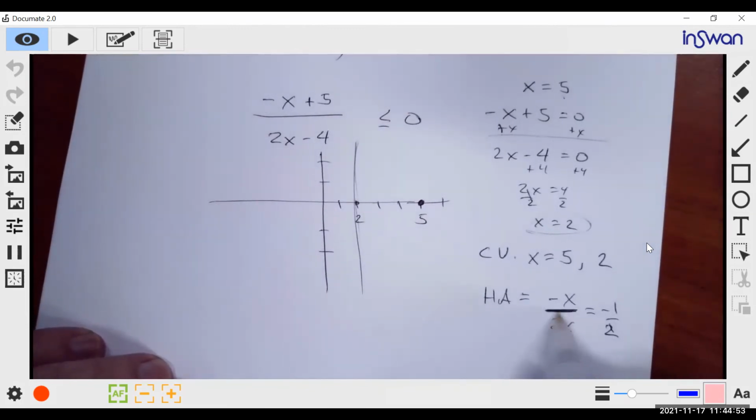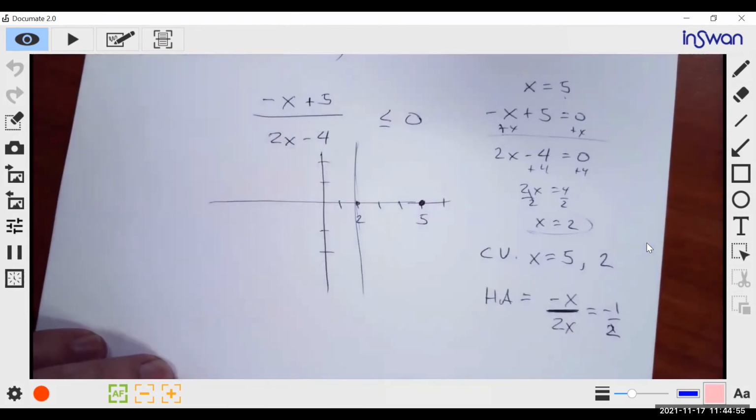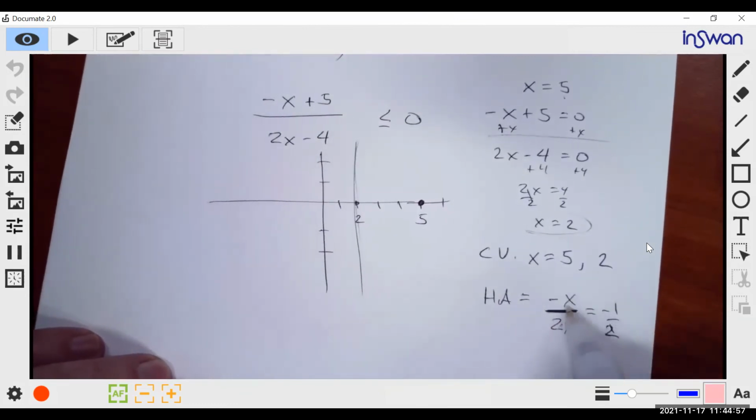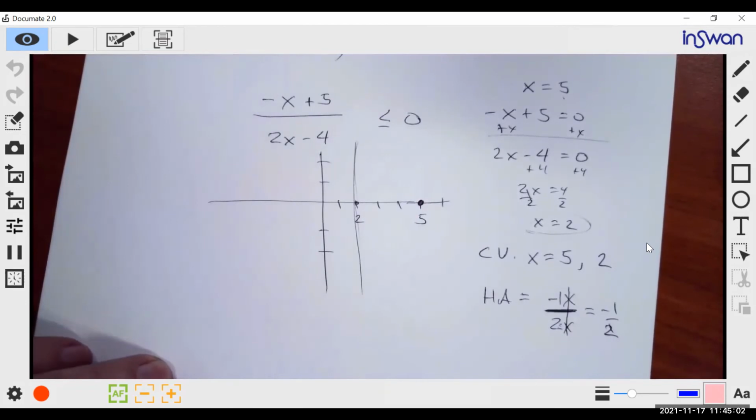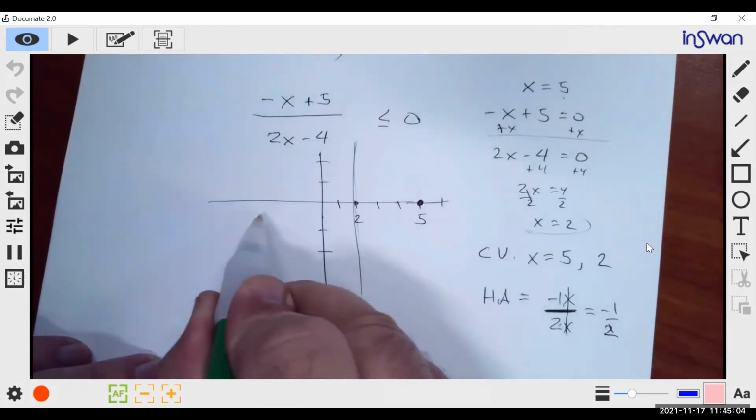That line has to stay there. The x is below the line. It can't come on top. The 2 is below the line. So all that cancels is the x's, and there's a 1 in front of it. So it's at negative 1/2.